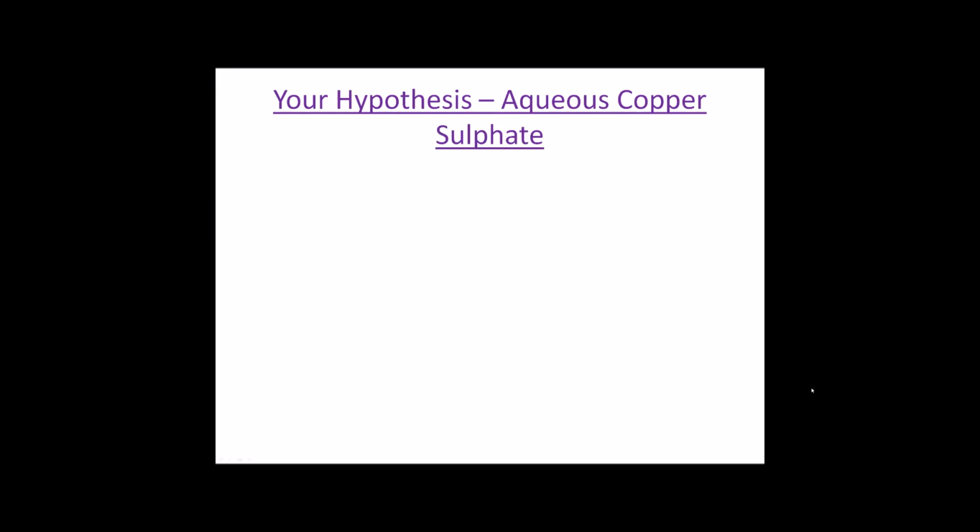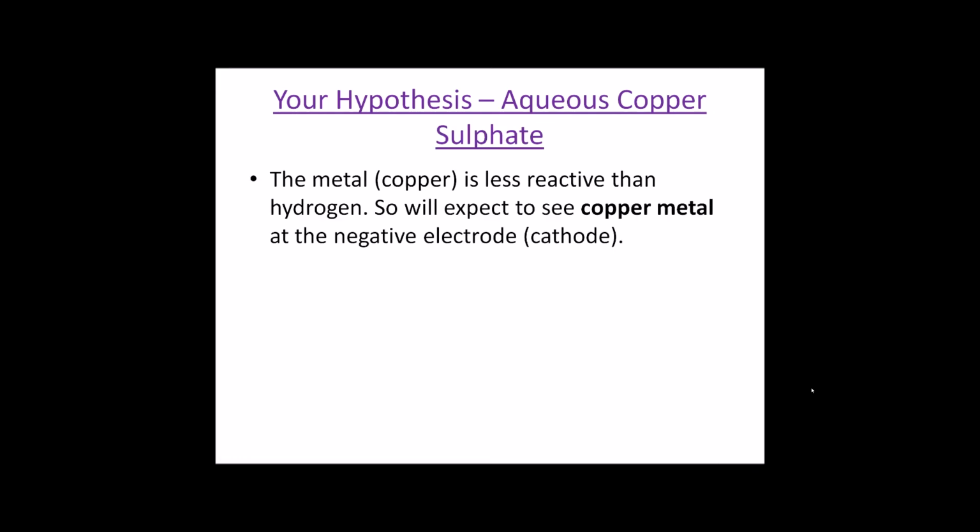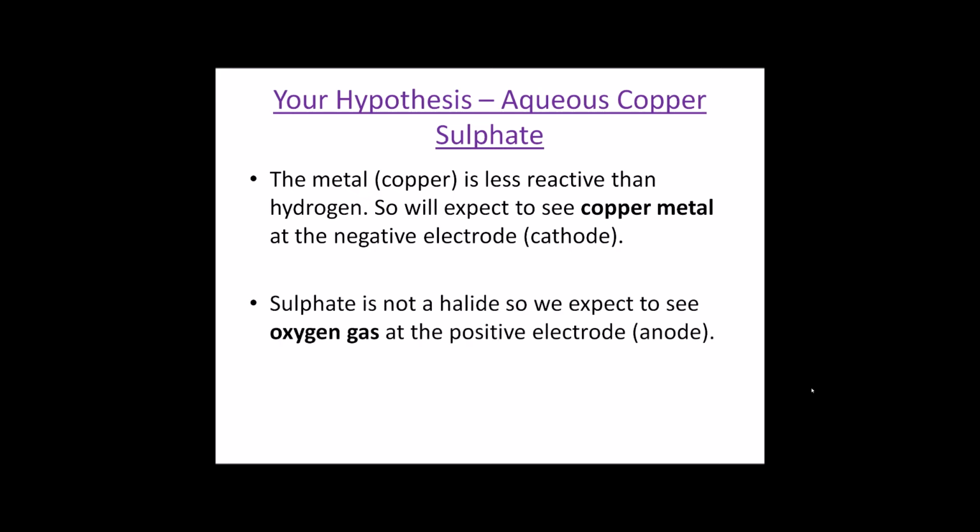If we use aqueous copper sulphate, we're going to see copper again at the negative electrode because it's less reactive than hydrogen. But this time, because we don't have a halide, we're going to see oxygen gas at the positive electrode. We'll also make water, but we're not going to see that in solution, are we? I mean, if you think about it, if someone's sneakily adding some water to your glass of water, you're not going to notice any difference.